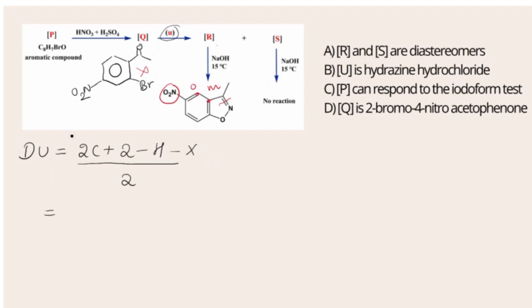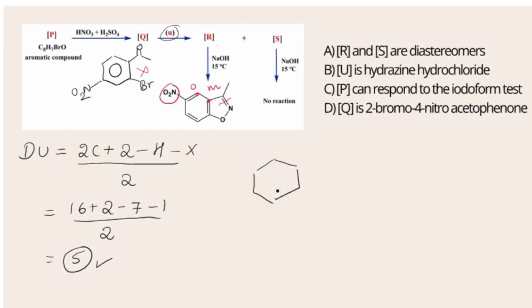How many carbons are there? 8. 8 multiplied by 2 would be 16 plus 2 minus 7 hydrogens, and there is 1 halogen. There is a bromine divided by 2. So on solving this, you will get 5. So the degree of unsaturation for the molecule is 5. Students, remember when you write a molecule like this, right? A cyclic structure, degree of unsaturation will be 1, then double bond 2, then 3, then 4. For this itself, the degree of unsaturation will be 4, nothing but it's a benzene molecule.